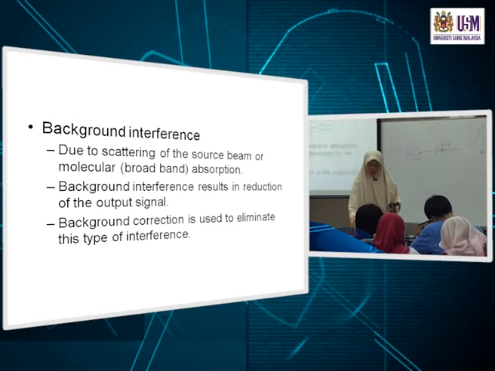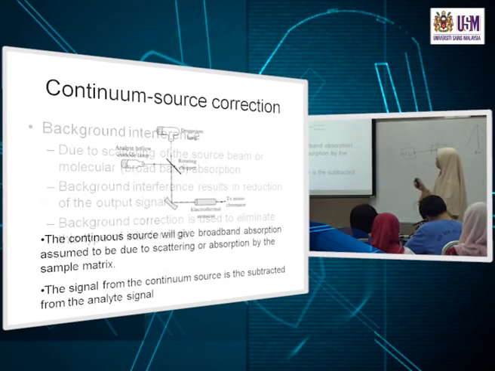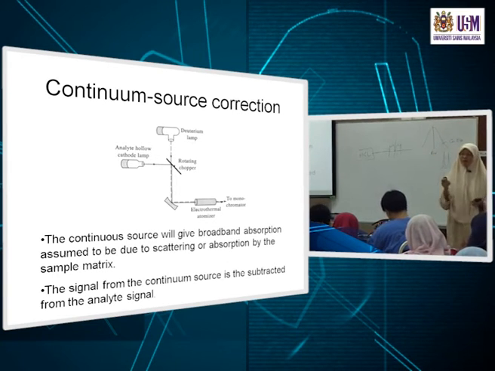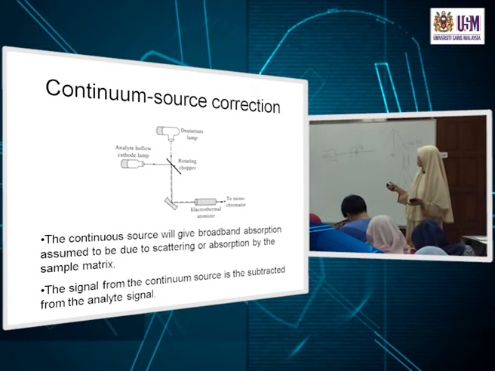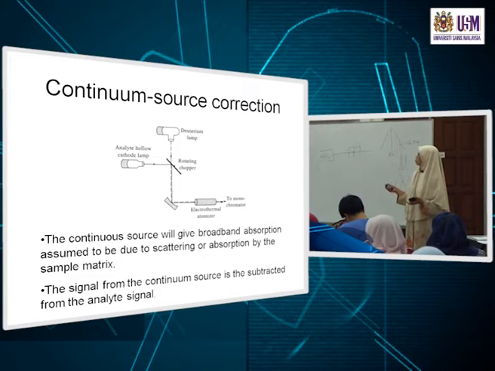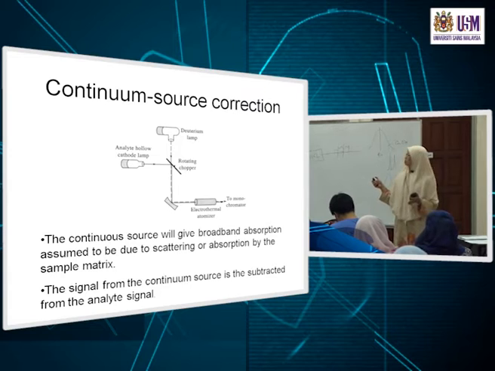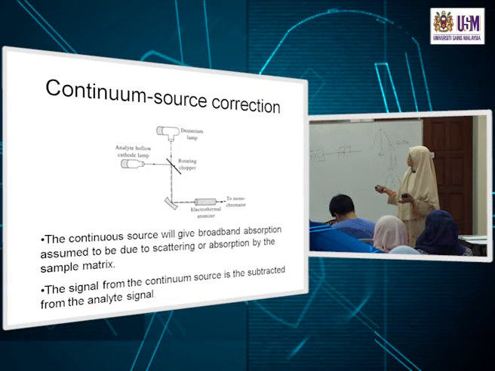Okay, the first method of background correction. We are going to look at three types of background correction, how you overcome that background interference. The cheapest way, which we usually get when we buy the equipment, is the continuum source correction. Basically, everything is the same. You have your hollow cathode lamp, your flame or whatever, your electrothermal atomizer. But besides that, we also have a deuterium lamp.